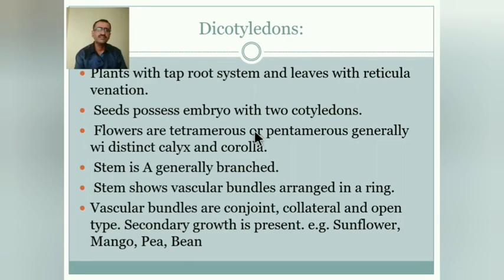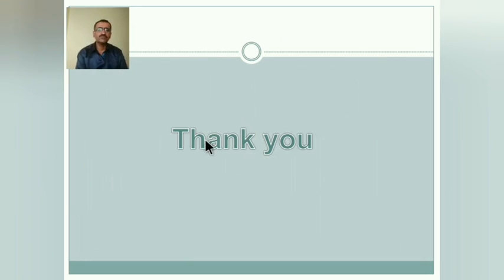Okay, in this way, these are about the higher cryptogams and phanerogams. In higher cryptogams, there is only pteridophyte, and in phanerogams, they are divided into gymnosperm and angiosperm. Angiosperm is again divided into two groups, monocot and dicot.